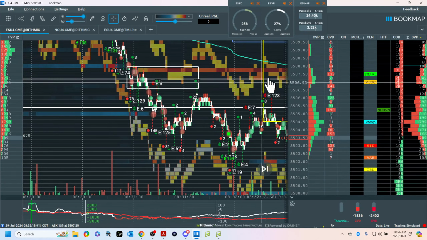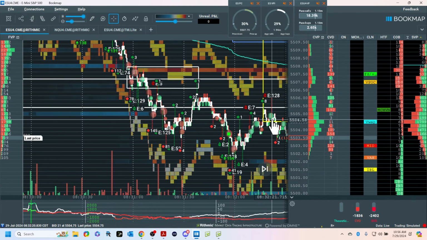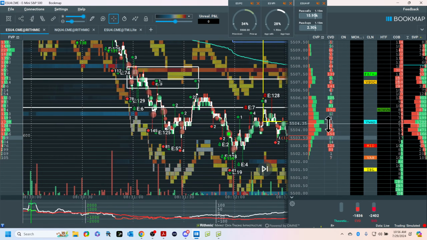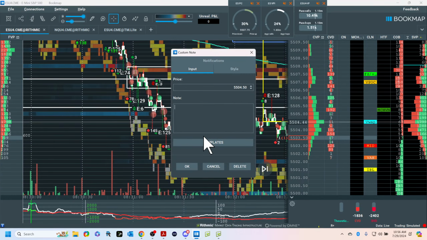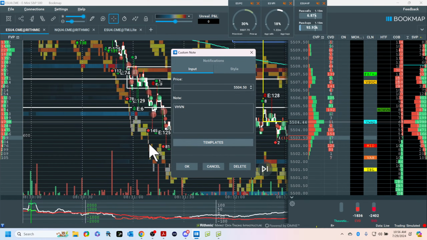I come up, VPOC migration. This potentially suggests lower. So I'm going to label it. And if you have questions, post them. I can't see them at the moment, but I'm going to do my best. Now, the behavior around these high volume areas is very important.